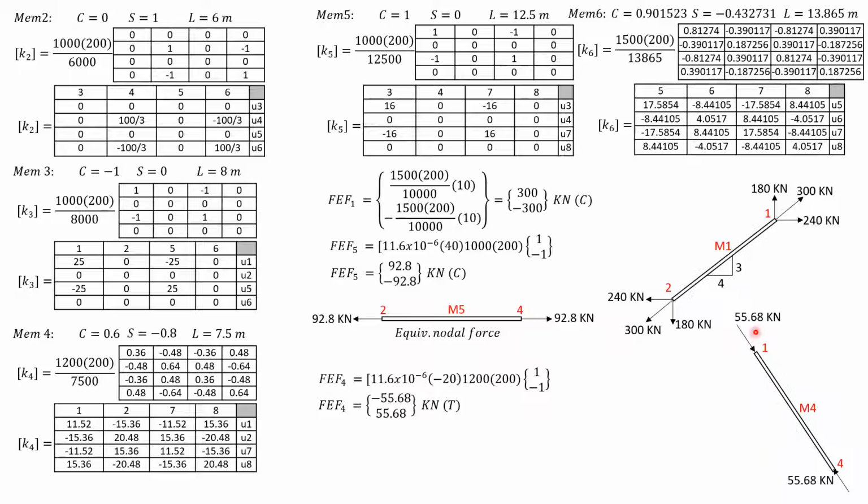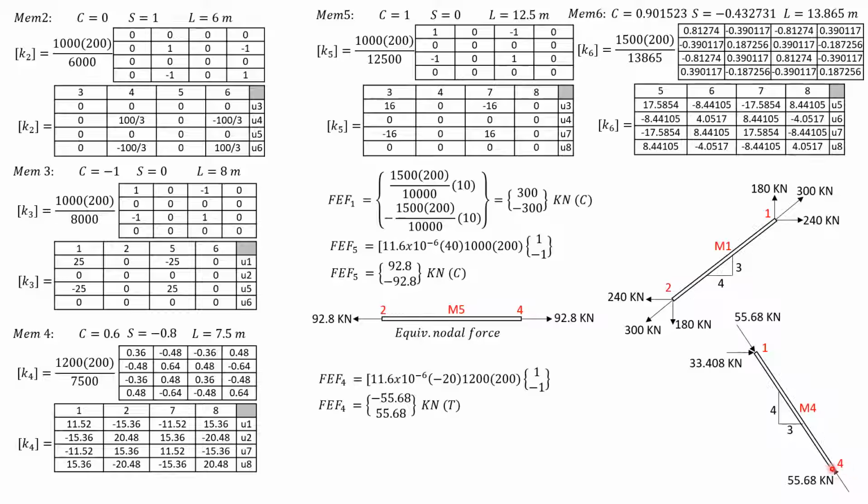So we resolve 55.68 into horizontal and vertical components. The slope of member 4 would be 3 horizontal to 4 vertical. Therefore, the x component of force is 55.68 times 3 over 5, at 1 rightward, at 4 leftward. So 33.408 at 1, then 33.408 leftward at 4, which is not shown because we don't need to resolve or use the equivalent nodal forces at 4, because 4 is a pin and that node does not move.